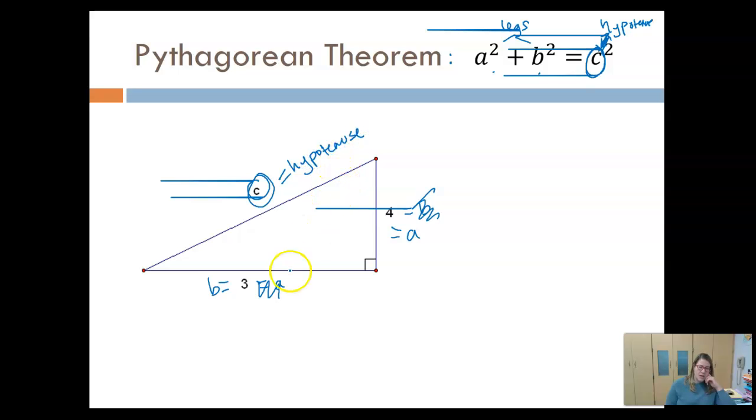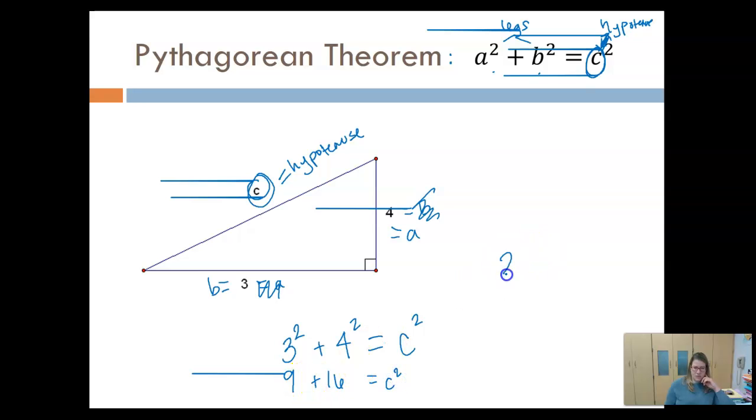Okay? So in this case, I would say that 3 squared plus 4 squared, if I take the legs and square them and add them together, it's going to equal the hypotenuse squared. 3 squared is 9, 4 squared is 16. So 9 plus 16 is 25. So 25 equals c squared. So that's what this side squared is equal to. To undo the squared, I would have to take the square root. So I know that c is 5. So this side would be 5 if this one's 3 and this one's 4.